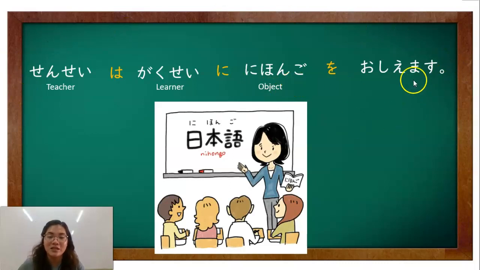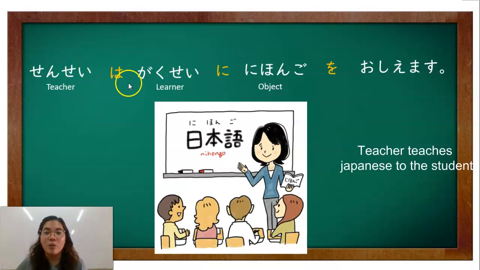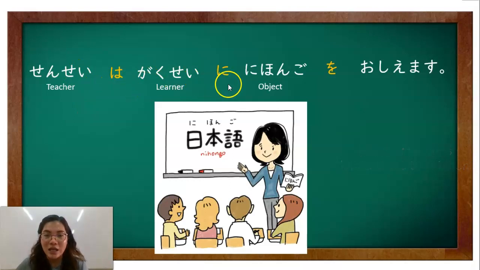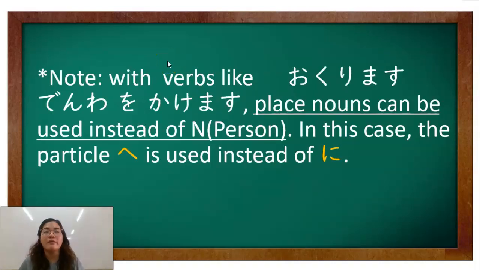Okay, so that would make the sentence: Sensei wa gakusei ni Nihongo o oshiemasu. Again, Sensei wa gakusei ni Nihongo o oshiemasu. Note that with verbs like okurimasu and kakimasu, place nouns can be used instead of a person. In this case, the particle e is used instead of ni. Okurimasu means to send.